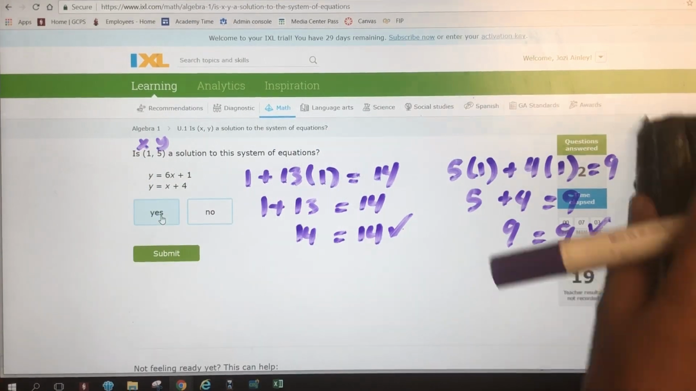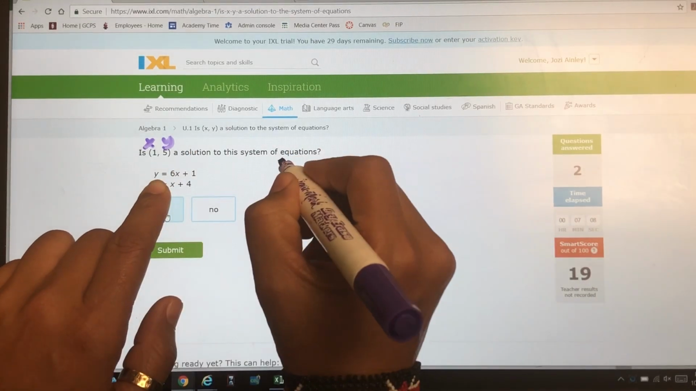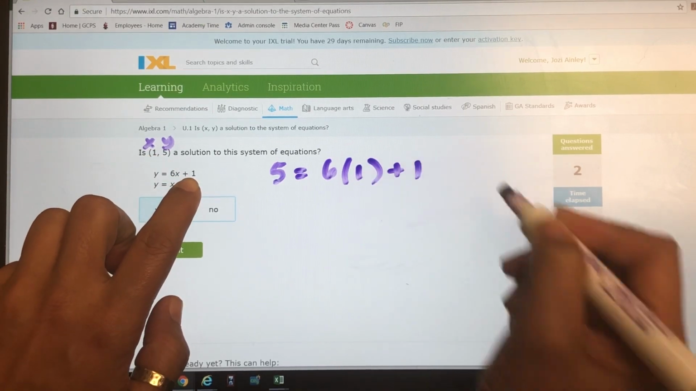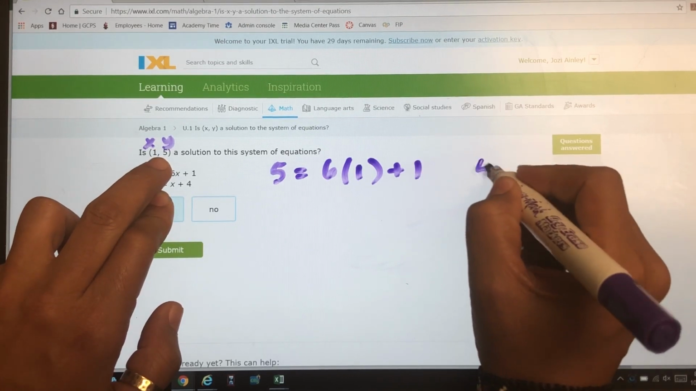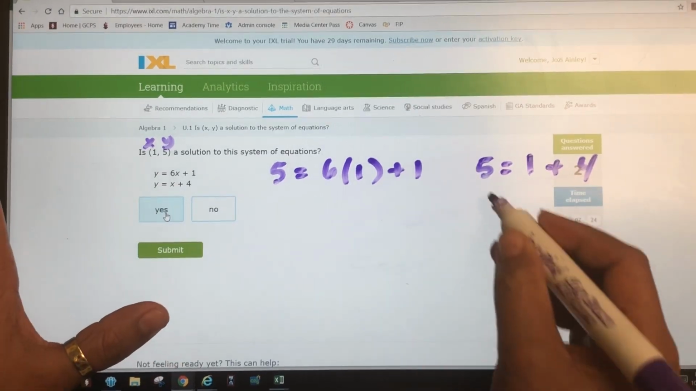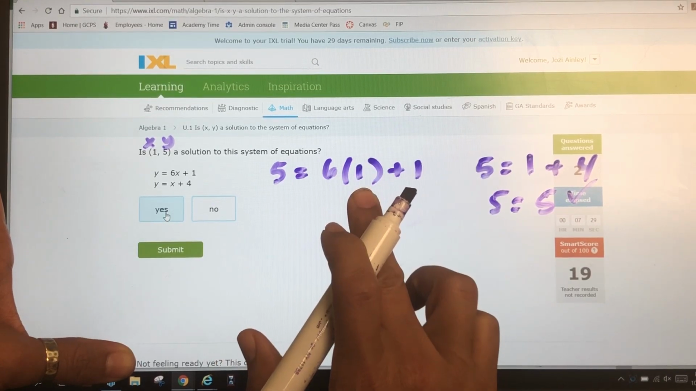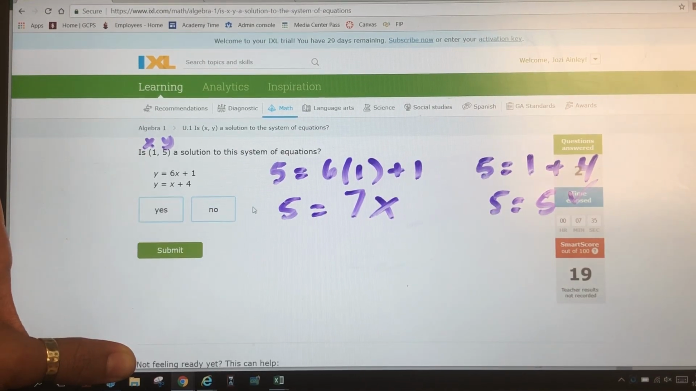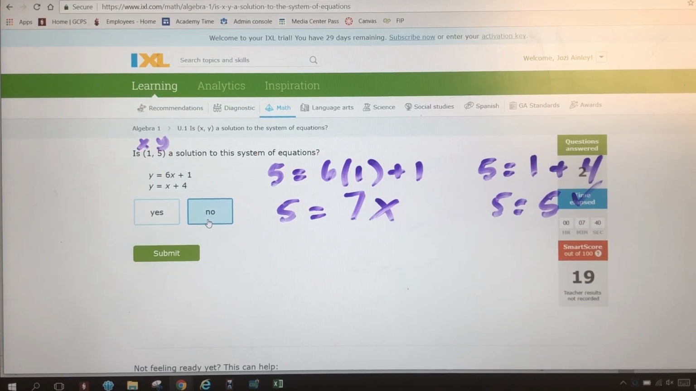All right, so again, I'm leaving X and Y and plugging them in. Where I see a Y, I'm going to plug in 5. So I'm going to have 5 equals 6 times X, and X is 1, plus 1. I'm just going to write both equations down, then do it. On the second equation, I have Y, which is 5, equals X, which is 1, plus 4. This one's easy to see: 1 plus 4 is 5, so that's true. Let's check the other one. 6 times 1 is 6, plus 1 is 7. Is 5 equal to 7? No, so this is not a solution.